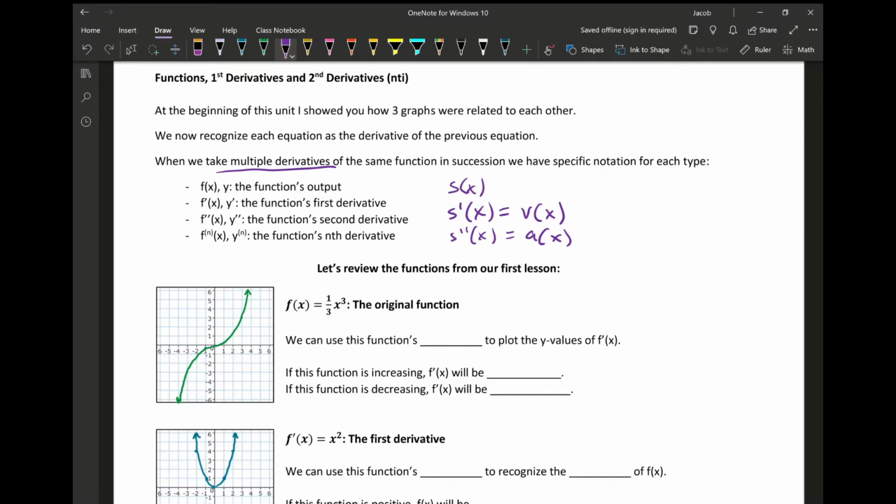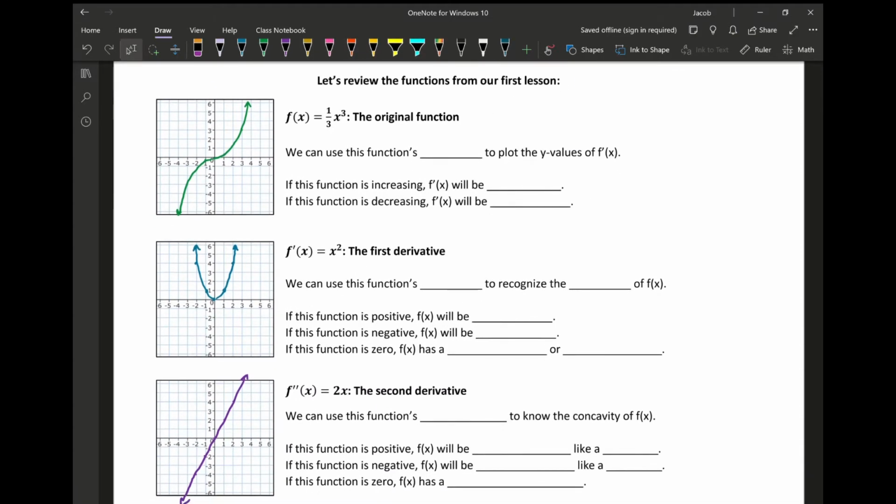So this is some notation here for you on the original function, of course, first derivative, second derivative, and then the nth derivative. We can denote these things just with that superscript next to the f. And I wanted to look back at the functions from our first lesson to show off the characteristics of the original function, and then the first derivative as it applies to that original function and the second derivative as it applies to the original function, how those all work together.